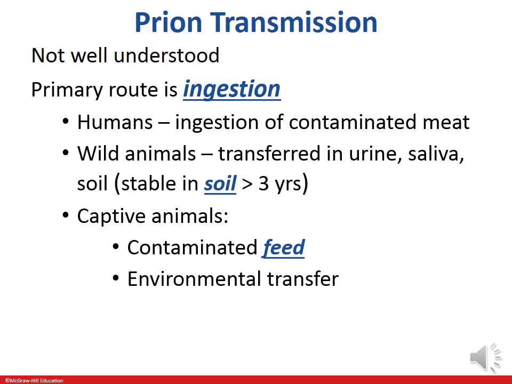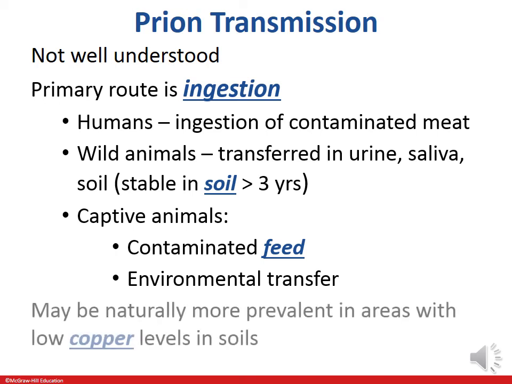But we also know that they can transmit it between animals through that contaminant in the soil, just like in the wild animals. There is some evidence that the type of soil that is involved also may help transmission. So places that have very low copper levels, that prion tends to be more readily spread. And so that's a little bit of information we have on the environmental aspect of it.